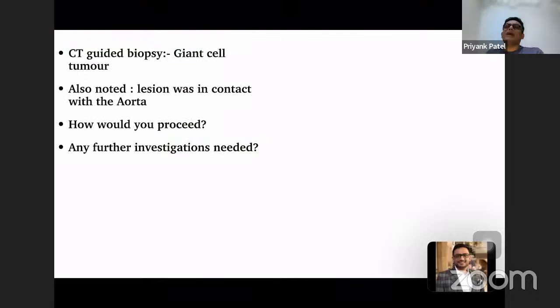Correct. So you do have to remove the tumor because the patient has tumor pain. It is going to grow. It is going to cause pressure effects and eventual problems. So it needs to be treated. You want to give denosumab. Aditya, what is your protocol? Do you give denosumab in these patients?